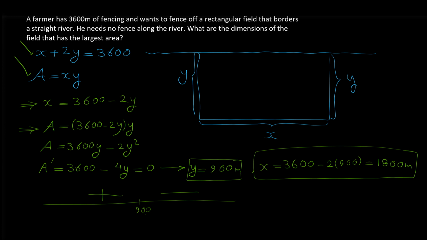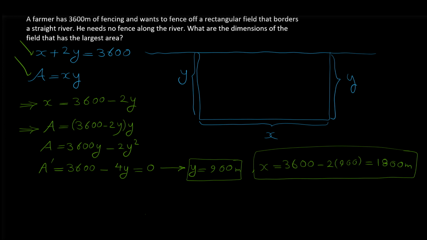Because the derivative is positive for values less than 900, and after 900 the derivative is negative, this shows that 900 is the maximum point for the function. This is how we can use the first derivative test to prove that this critical point is a maximum point.